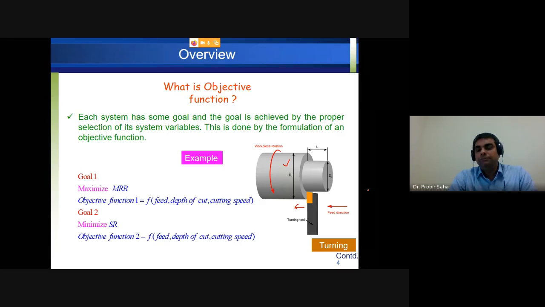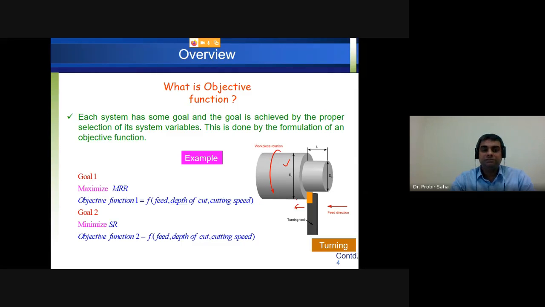This could be one goal. The goal could be that I want a very minimum surface roughness, or a very high surface finish. So that could also be one goal. Now, I have used a maximization of the material removal rate and a minimization of the surface roughness. To do that, maximize and minimize, I want to have a functional relationship.